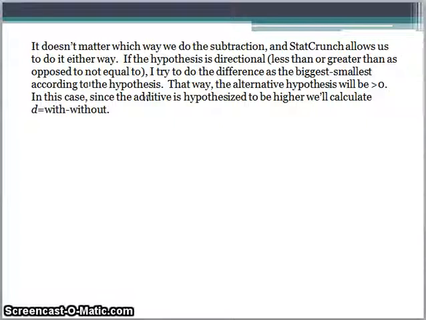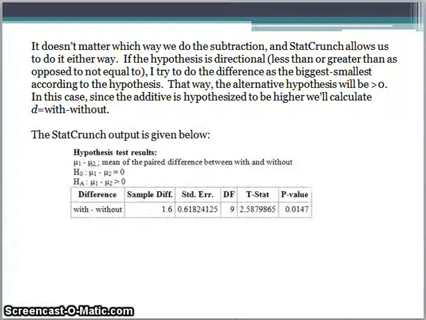So we can pick whichever way we want to do the subtraction, without the additive minus with the additive, or vice versa. What I usually do is I'll always choose the difference to be the biggest minus the smallest, at least according to the hypothesis. That way the alternative hypothesis will always be greater than 0. I do that just to keep it simple. You don't have to do it that way. But according to this, the additive is hypothesized to be higher. So we'll do D calculated as with minus without.